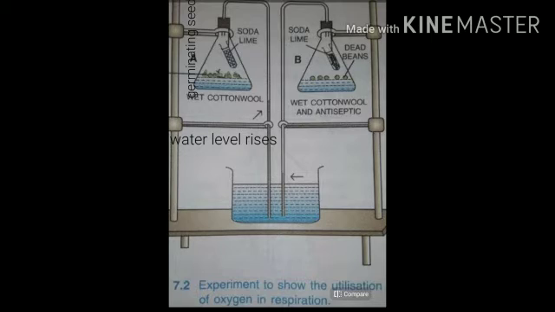Now for setup B. Here also we have a conical flask and inside the conical flask we place wet cotton wool, and on the wet cotton wool, instead of germinating beans, we have placed dead beans. That means these beans are dead because they have been boiled. These dead beans are placed along with some antiseptic like carbolic acid. Now, why carbolic acid antiseptic is used? To prevent bacterial growth on the dead beans.